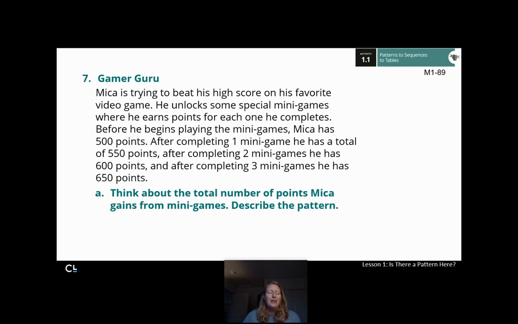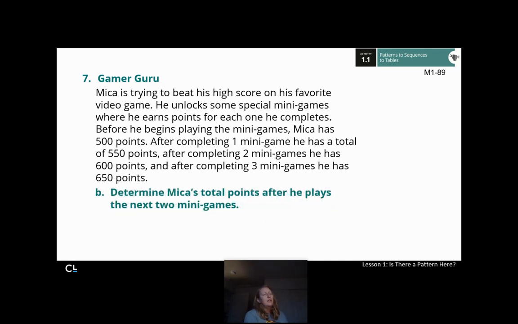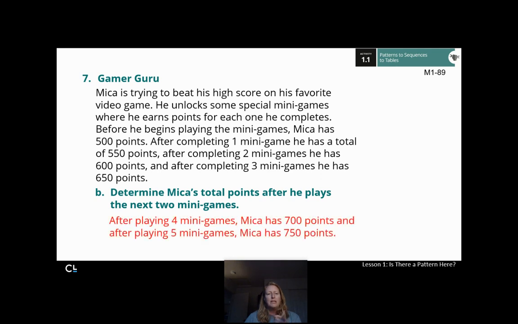Well, if he went from 500 to 550 to 600 to 650, seems like Micah gains 50 points for each mini game he plays. All right, I can handle that. So now determine Micah's total points after he plays the next 2 mini games. Okay, so after 3 mini games, he had 650. So that means after 4 mini games, he'll have 700, and after 5 mini games, he should have 750 points.